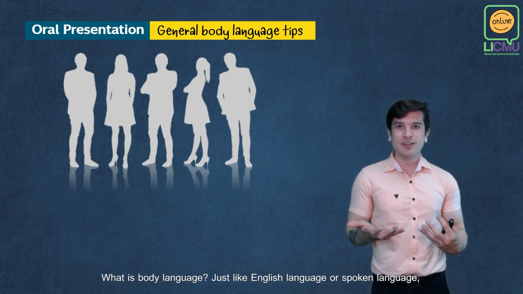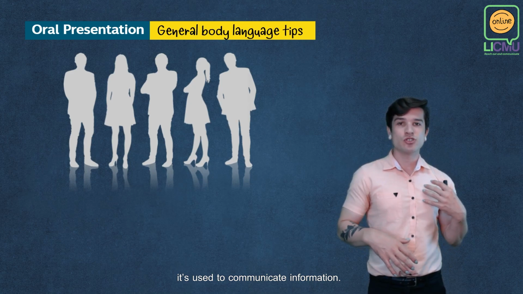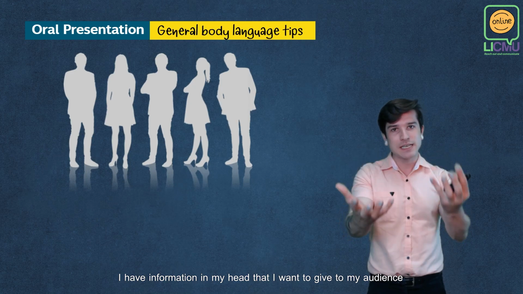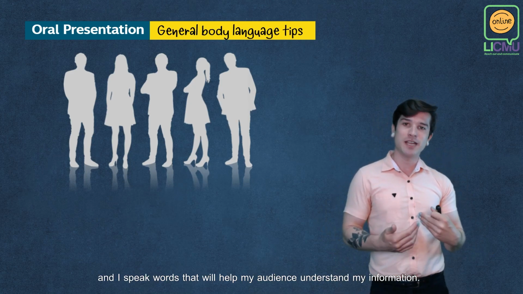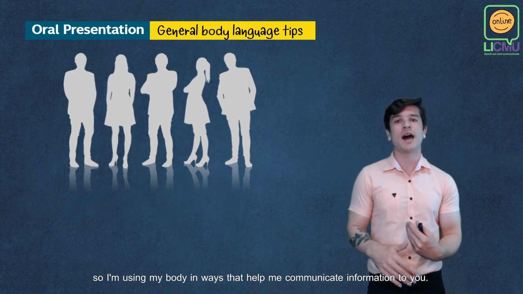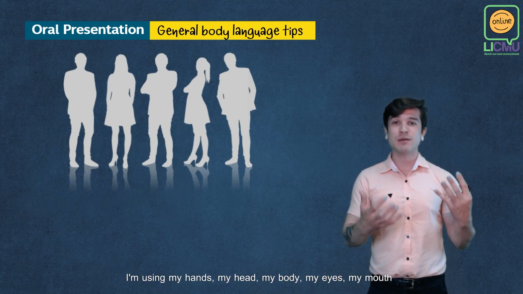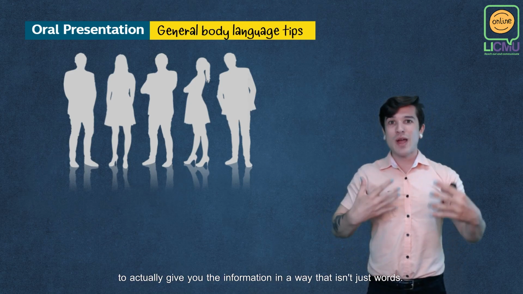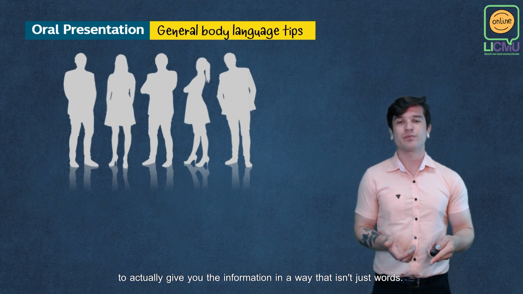What is body language? Just like English language or spoken language is used to communicate information. I have information in my head that I want to give to my audience, and I speak words that will help my audience understand my information. Your body language does the same thing. So I'm using my body in ways that help me communicate information to you. I am using my hands, my head, my body, my eyes, my mouth to actually give you the information in a way that isn't just words.